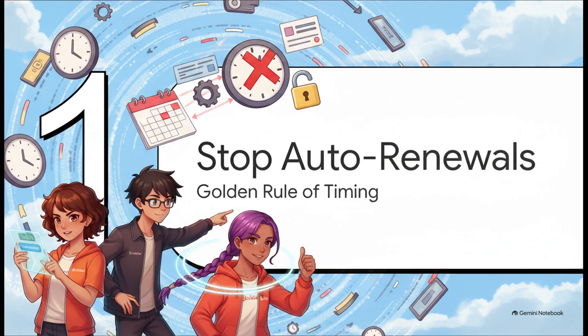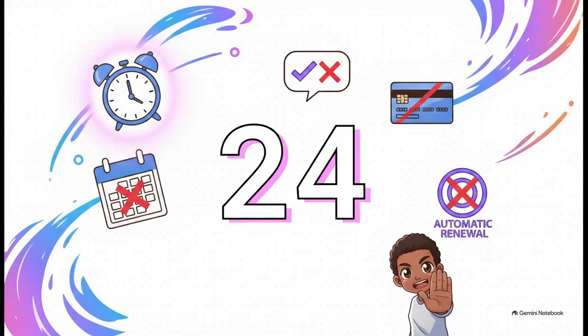All right, let's jump straight into Section 1, Stopping Unwanted Auto-Renewals and the Golden Rule of Timing. So, the most crucial thing to remember is this magic number right here, 24. You absolutely must cancel your subscription at least 24 hours before your current billing period ends. If you don't, you're going to get charged for the next cycle.